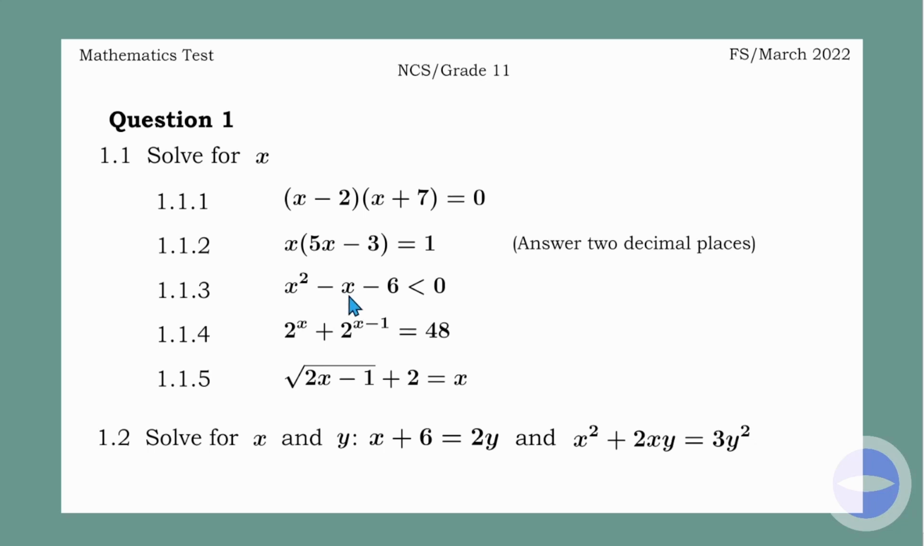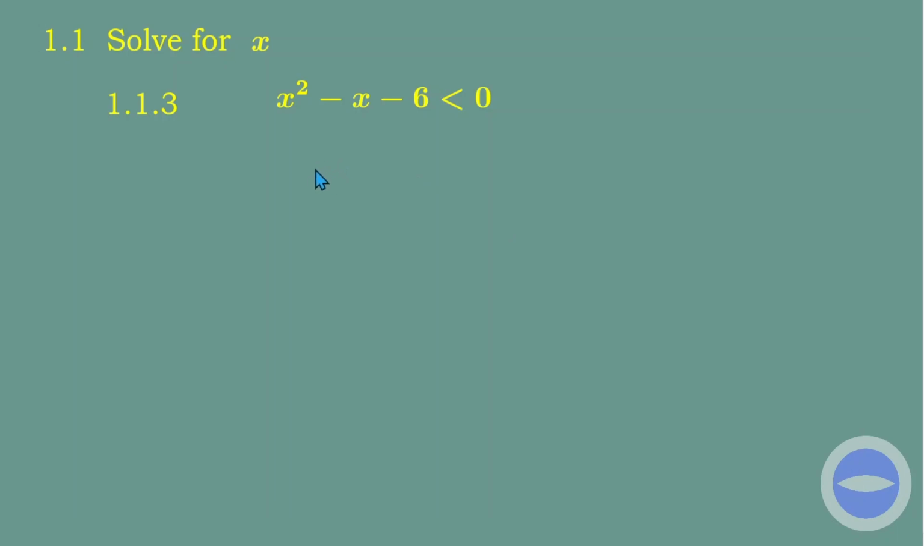So this is an inequality. We will use the rules of inequalities. First of all, I have to factorize this. The factors of x squared are x and x, and the factors of 6 that will give 1 are 3 and 2. The bigger number, 3, will take negative, and 2 will take positive. So these are the factors of x squared minus x minus 6.